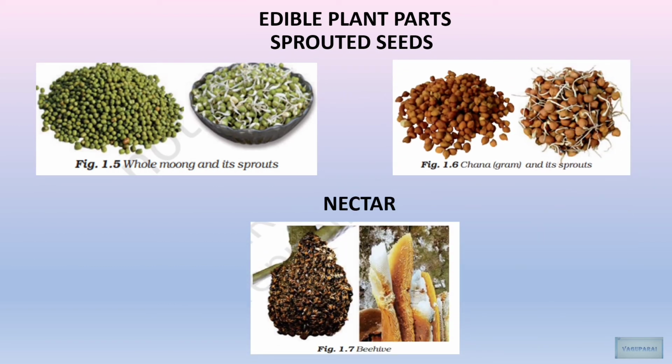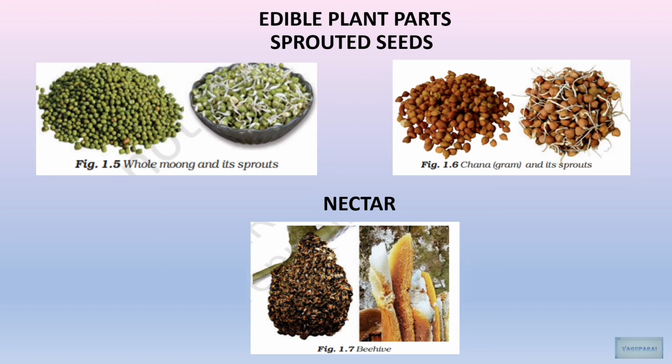The other edible parts of a plant are sprouted seeds. Example, take a cup of moong dal, soak it in water for a few hours, then bundle it up with a wet cloth overnight. Next day morning, you could see white seedlings coming out of the moong dal. This is called sprouted seeds. These seeds are edible plant parts. Same you can do with chana gram.